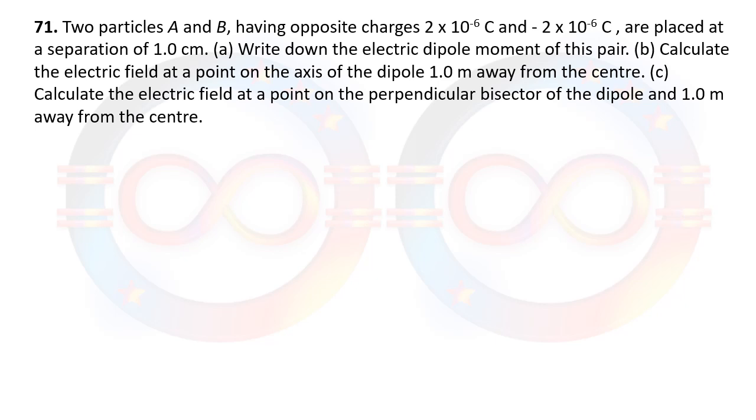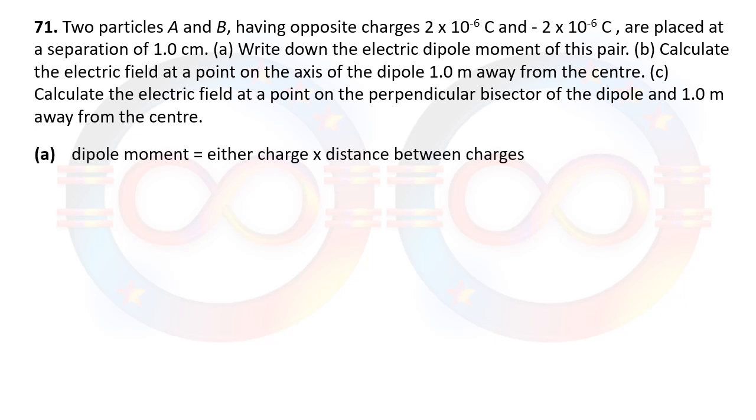Question 71. Two particles A and B having opposite charges 2 into 10 raised to minus 6 and minus 2 into 10 raised to minus 6 are placed at a separation of 1 centimeter. First, write down the electric dipole moment of the pair. We know that the electric dipole moment formula is any one charge into the distance between charges. So any one charge is 2 into 10 raised to minus 6 and the distance is given as 1 centimeter, so 10 raised to minus 2 meter. It will be 2 into 10 raised to minus 8 coulomb meter.